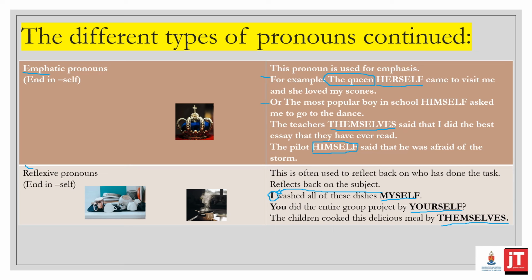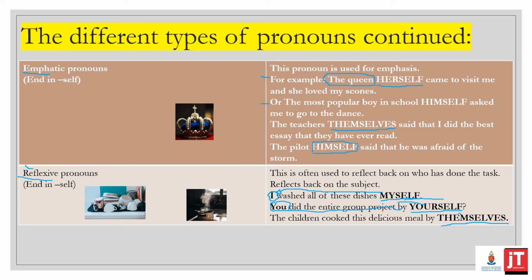Okay, let's have a look at another sentence. You did the entire group project by yourself? So you did the entire group project. Pretty normal sentence. By yourself. It's reflecting. Who did it? You did it. Do you see why it's called a reflective pronoun? A reflexive, should I say. It's always reflecting back. It's always at the end. It's always at the end of the sentence. Why? Because it's reflecting back on the subject.